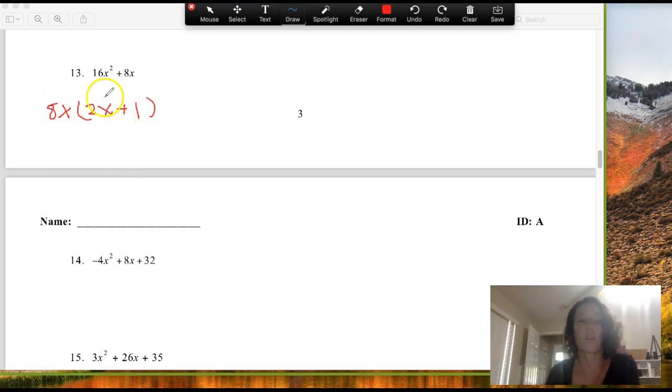And that to me looks most factored. There's nothing else I can pull out and you're finished. All right, let's go on to number 14.